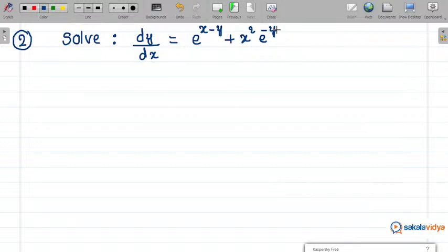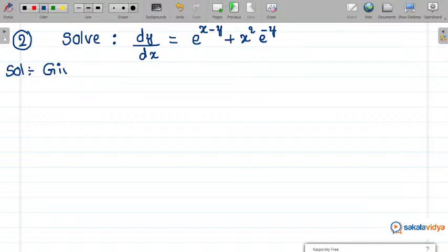So, just observe, e to the power of x minus y plus x square e power minus y is nothing but a function of x comma y. So dy by dx is equal to a function of x comma y. Obviously it is a first order and first degree differential equation only. Now we need to check whether it can be put in variable separable form or not. If we are able to put it in variable separable form, then by integrating on both sides, we get the general solution of the given differential equation. So that process has to be followed here. Okay, let us proceed for the solution.